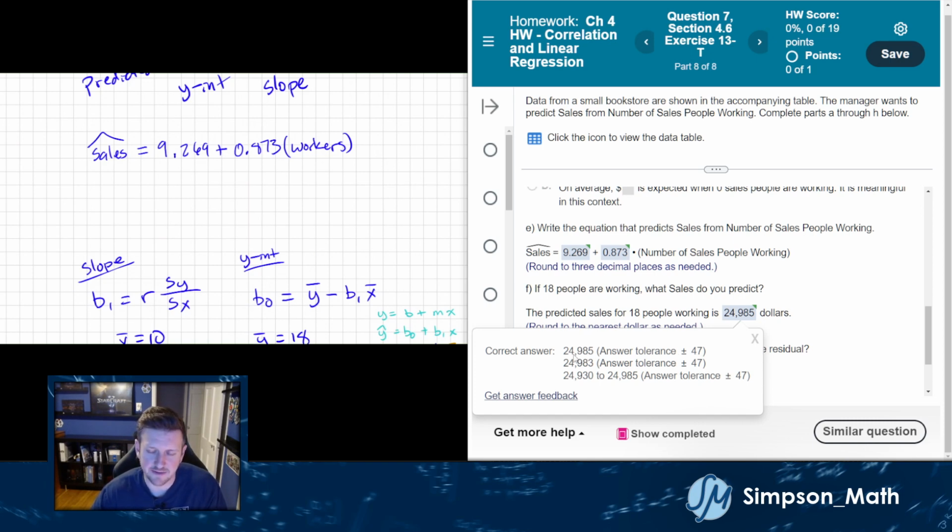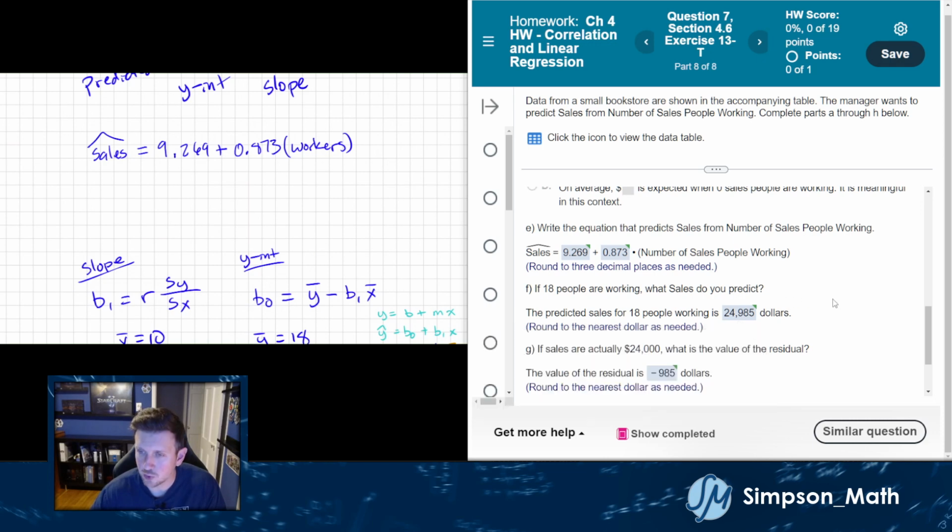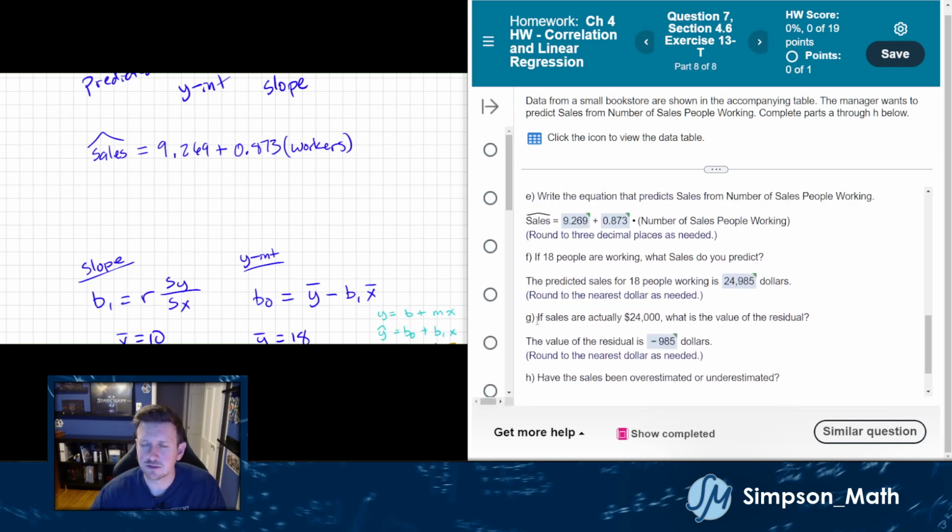I suspect, I haven't figured it out, but I bet the 24,985 would come out if I had more decimal places for y-intercept and slope available to me. But using these 3 decimal places, the 983 comes out. Cool. So this question admittedly is a little bit poorly worded, but F and G are kind of glued together. If 18 people are working, what sales do you predict? Keep going. If those 18 people are working, if sales are actually 24,000, what is the value of the residual?